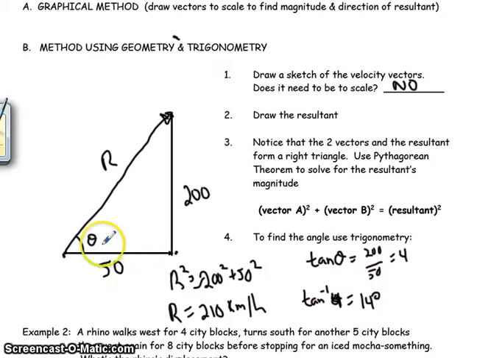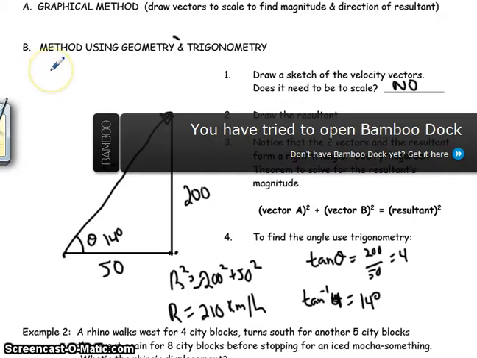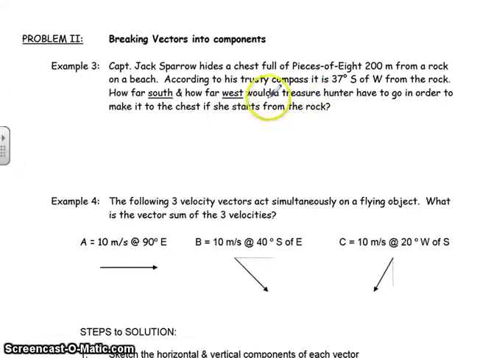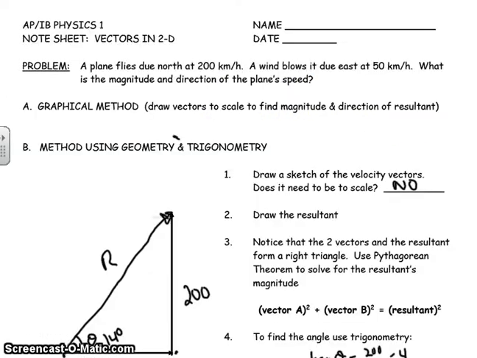Okay, so this angle is 14 degrees, but we're not quite done. So if I want to get the full answer, what is the magnitude of the resultant velocity, I would say, all right, let's try that again. We would say that the velocity is 210 kilometers per hour.